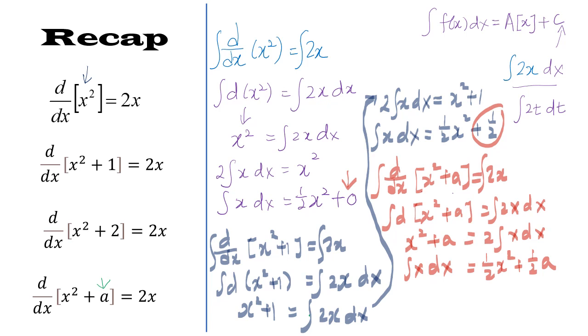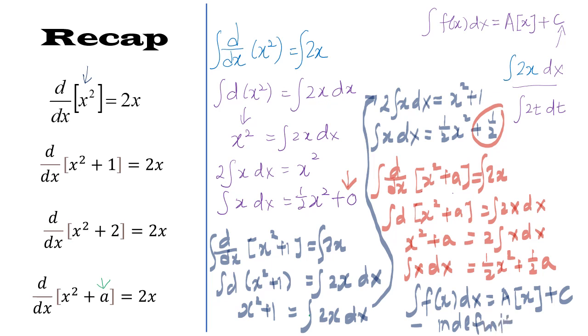Right, all this constant, we're going to represent it with the letter c. That's the reason why when we write the integration of f(x) dx equals the integral, there's always a constant plus c behind, and this is called the indefinite integral.